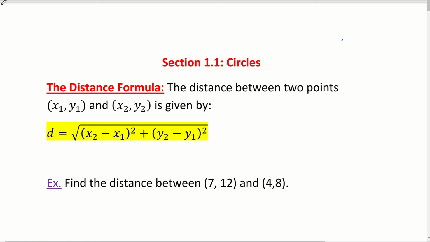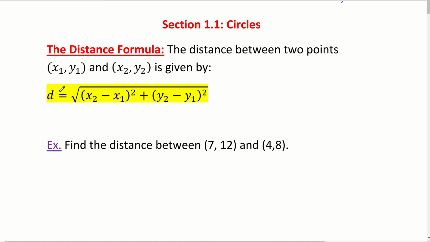In our first section of Math 110, we're going to cover section 1.1, which is on circles. We begin by covering the distance formula, which gives us the distance between 2 points in the xy plane. Suppose we have 2 points, we'll call the first one x1, y1, we'll call the second point x2, y2. The distance between the 2 points is given by d equals the square root of x2 minus x1 squared plus y2 minus y1 squared. This formula is actually a consequence of the Pythagorean theorem.